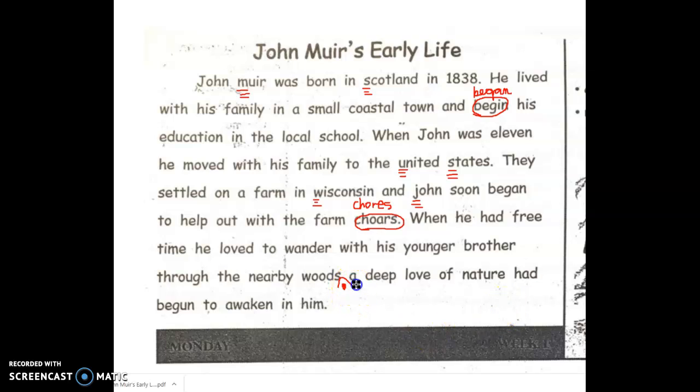That means that this letter A should be capital because it would be the first word of a sentence. A deep love of nature had begun to awaken in him. Has period at the end, so that's okay. These are the mistakes from Tuesday's paragraph editing.